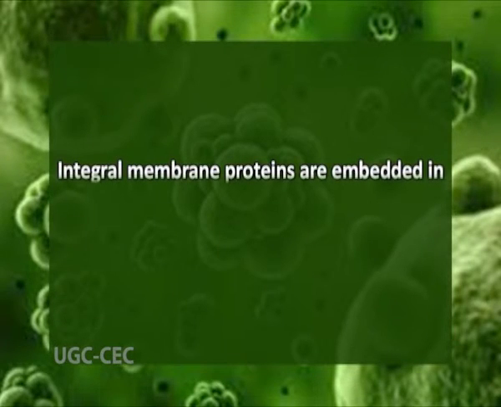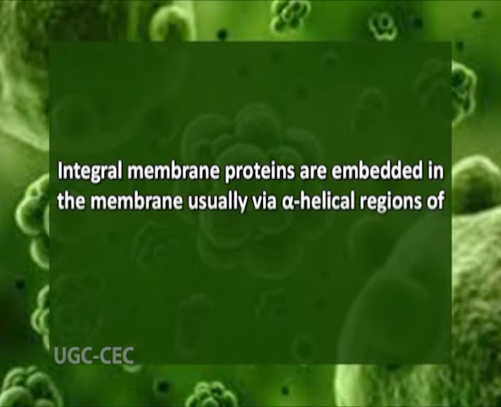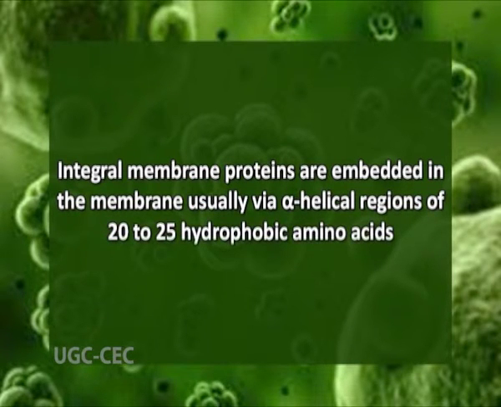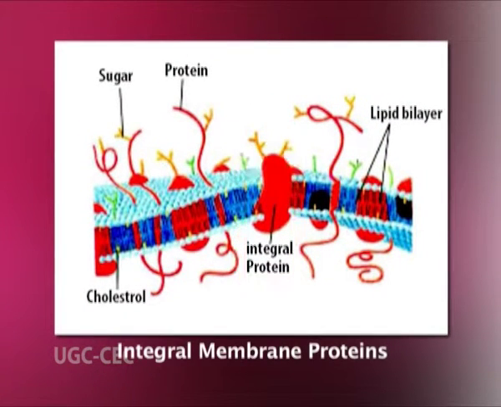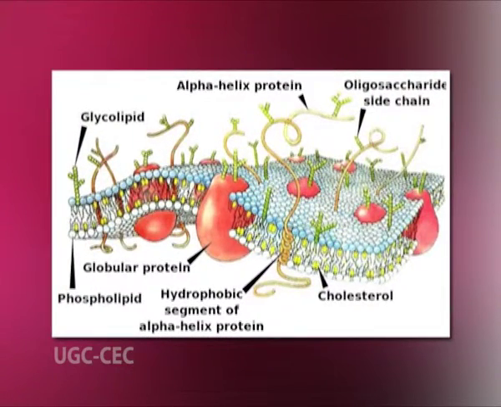Integral membrane proteins are embedded in the membrane, usually via alpha helical regions of 20 to 25 hydrophobic amino acids. Many integral membrane proteins, called transmembrane proteins, span the lipid bilayer with portions exposed on both sides of the membrane. The hydrophobic side chains of these amino acids interact with the fatty acid chains of the membrane lipids, and the formation of an alpha helix neutralizes the polar character of the peptide bonds.